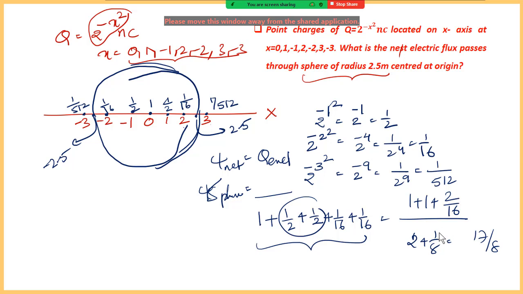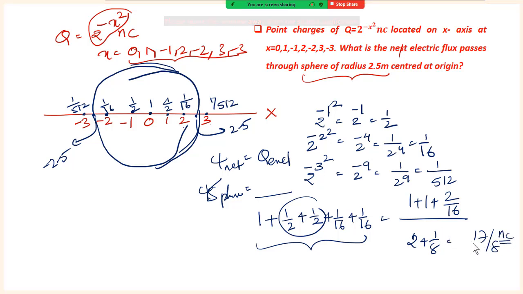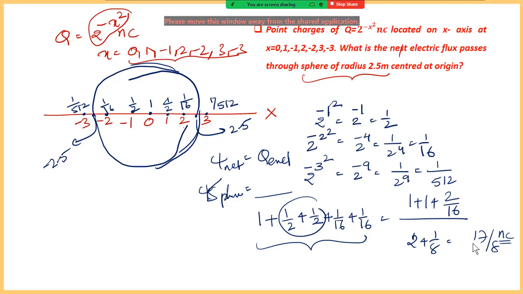Now finally, what is this one? Nanocoulombs. Okay, don't forget about nanocoulombs. This is the amount of flux passing through that particular sphere having the radius 2.5. So in this manner you can calculate. Okay, so we have just applied Gauss law.